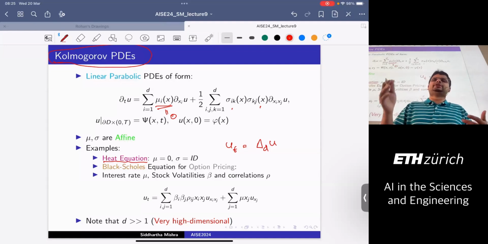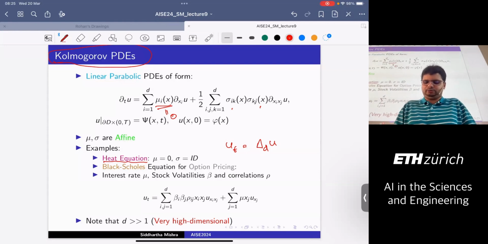And it models various things: diffusions, mixing, Brownian motion, and whatnot. And the reason why we wrote it in this elaborate form is because in option pricing, this comes from finance.